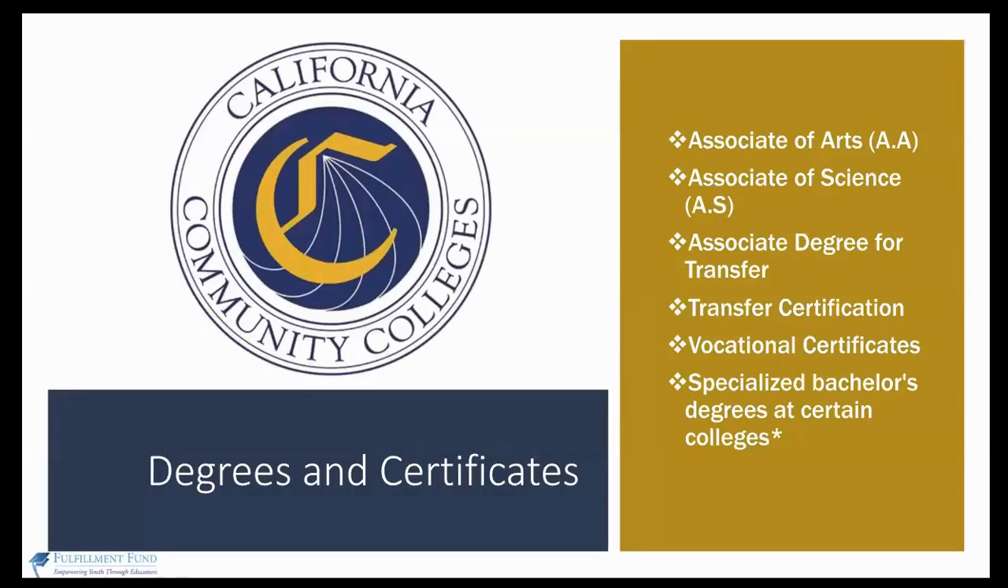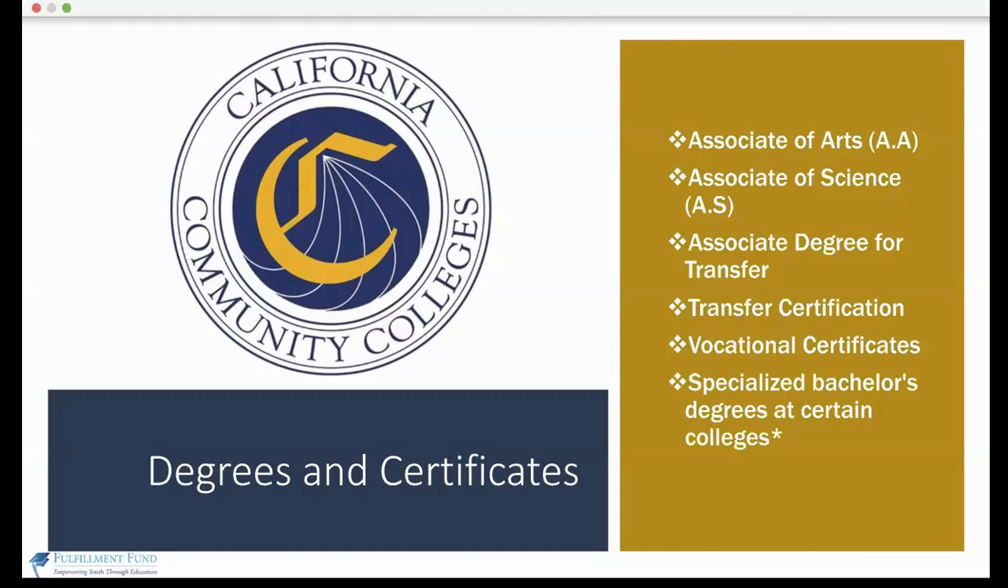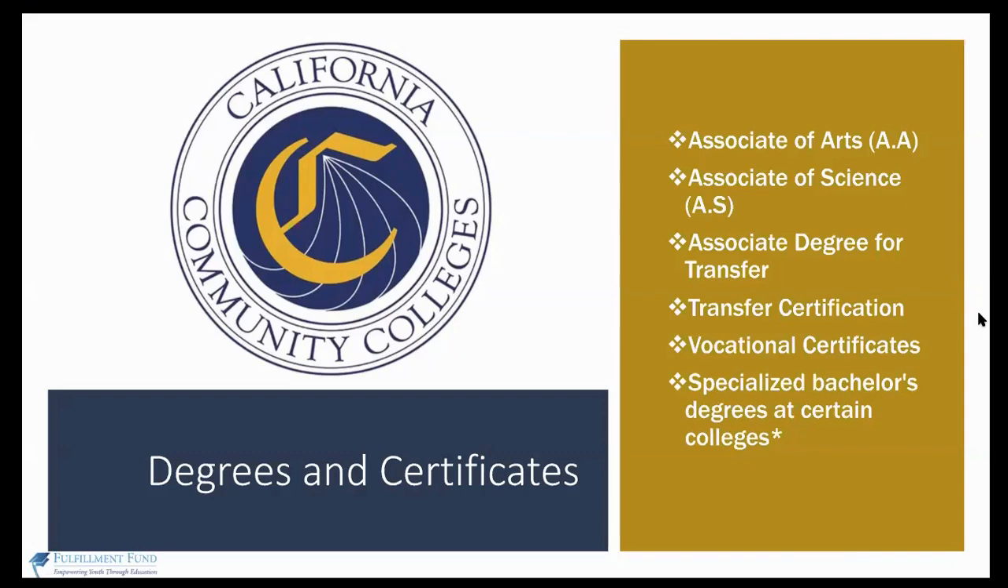So this just goes down the list of the degrees and certificates that Diane was talking about right now. You can get an Associates of Arts, which is an AA. So if you want to get an associate's degree in English, for example, you would get an AA. You can get an Associates of Science. Say you want to get an associate's degree in biology. You can get an associate's degree for transfer, which we'll talk a little bit later about, as well as a transfer pathway. You can get a transfer certificate. That's a little bit different than a degree. Again, we'll talk about what that difference is too.